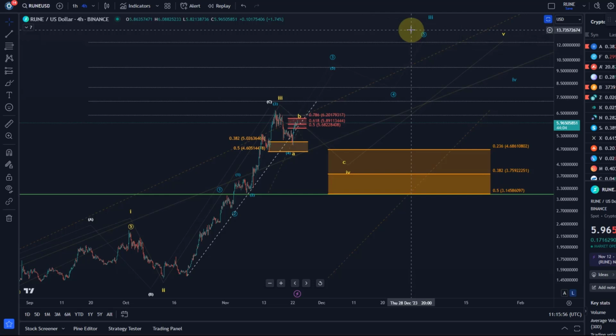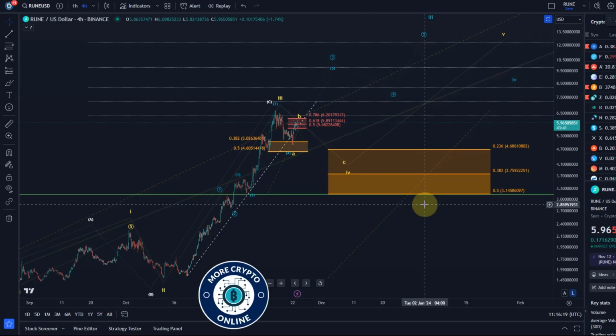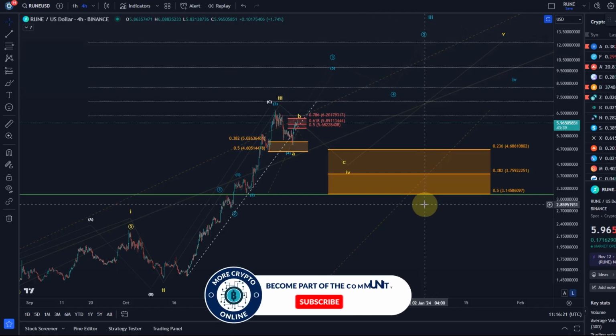However, if we break below yesterday's low, which was made in this trend reversal area around $4.80, then I would have to assume that we are actually coming down in wave C of 4 in yellow. And that could send us into this support area between $4.68 and $3.14. Really, the critical support level will be $3.14. Below that level, I would have to take a more bearish perspective on RUNE.